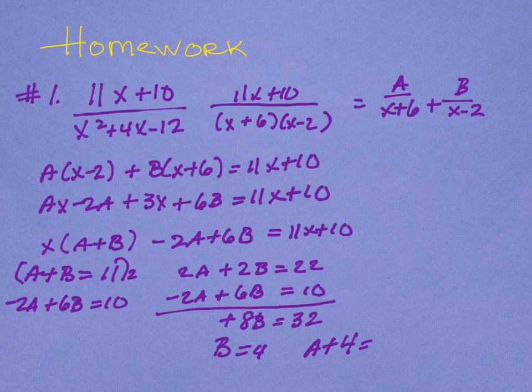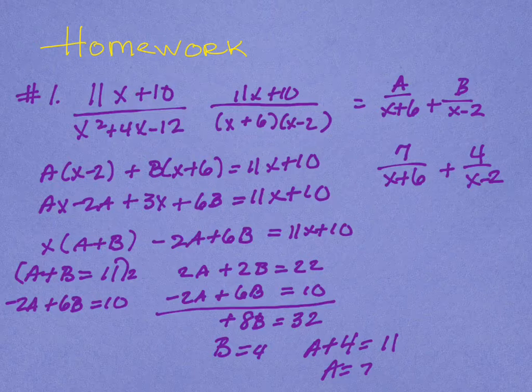A plus 4 is equal to 11, so a is 7. So rewrite this as 7 over x plus 6 plus 4 over x minus 2. So therein is your answer for number 1.